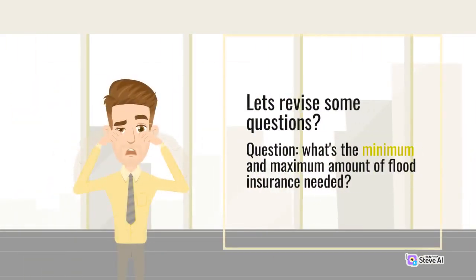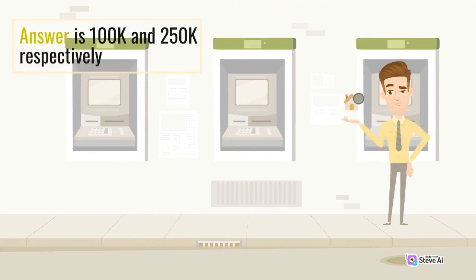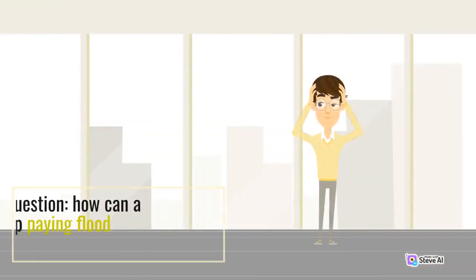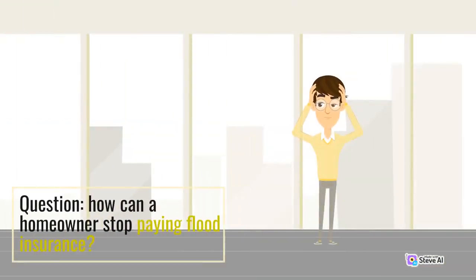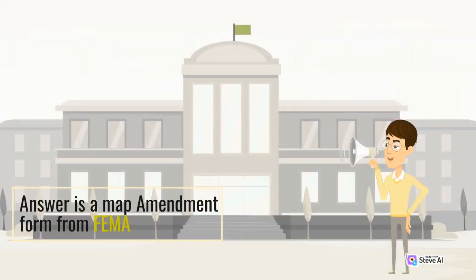Let's revise some questions. Question: what's the minimum and maximum amount of flood insurance needed? Answer is $100K and $250K respectively. Question: how can a homeowner stop paying flood insurance? Answer is a map amendment form from FEMA.